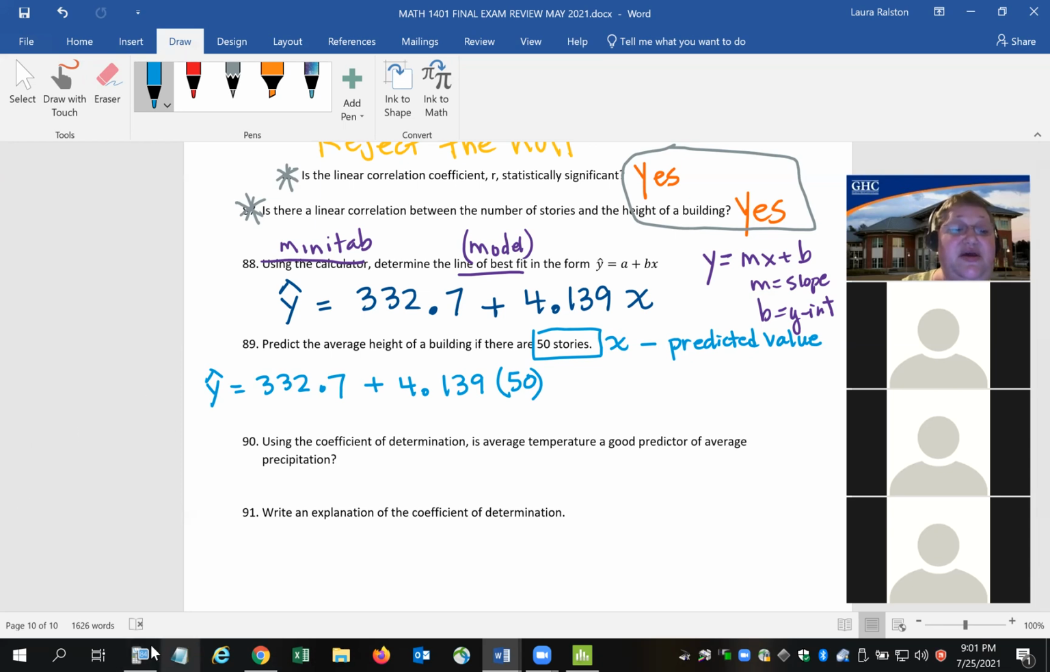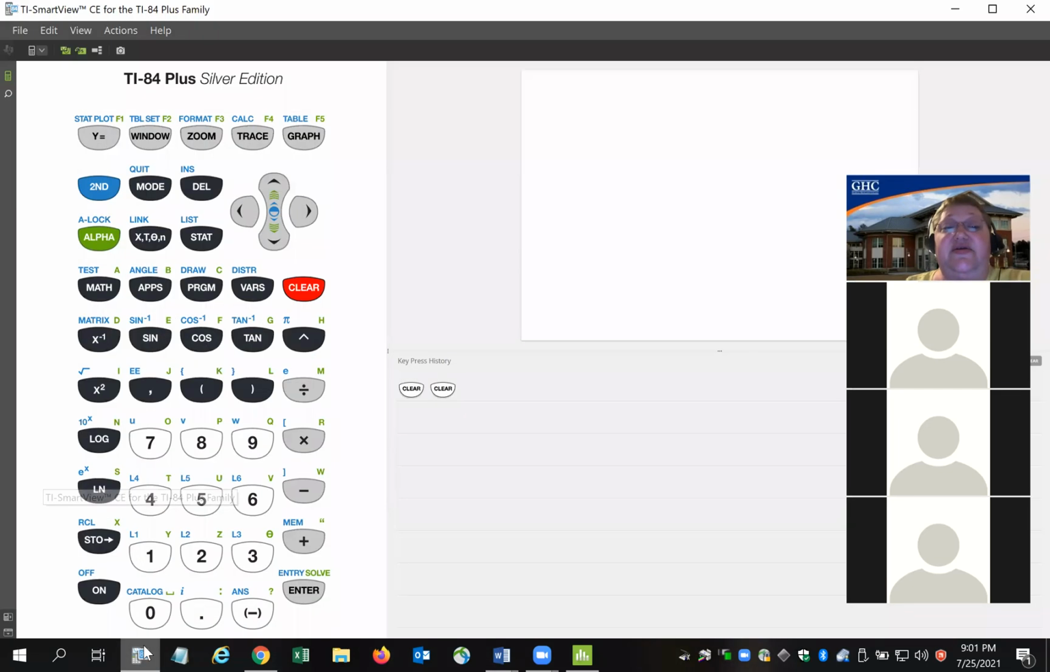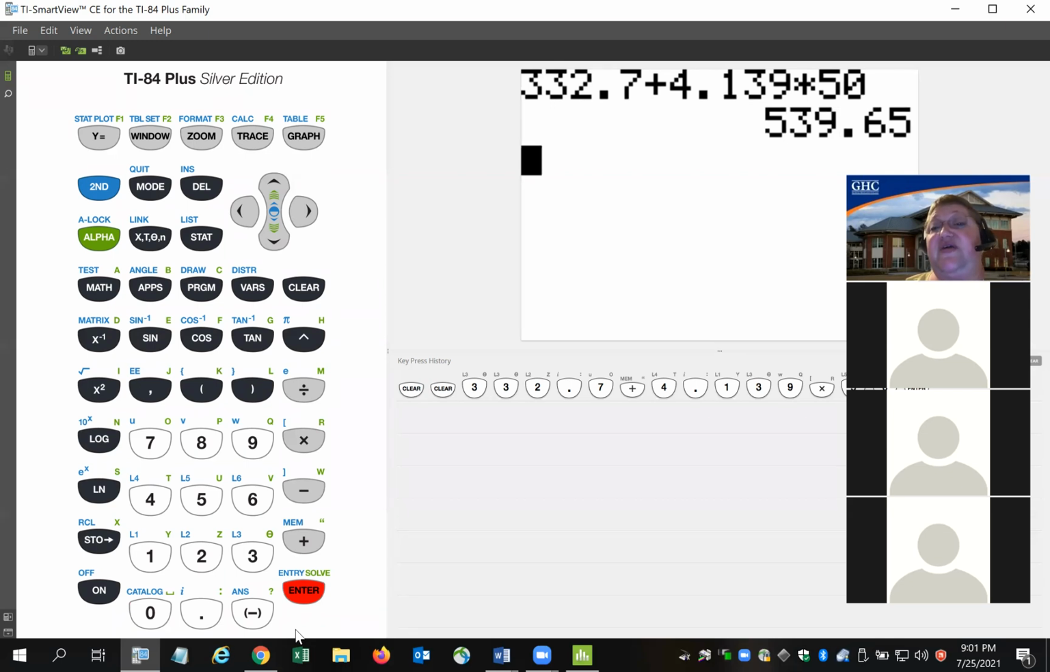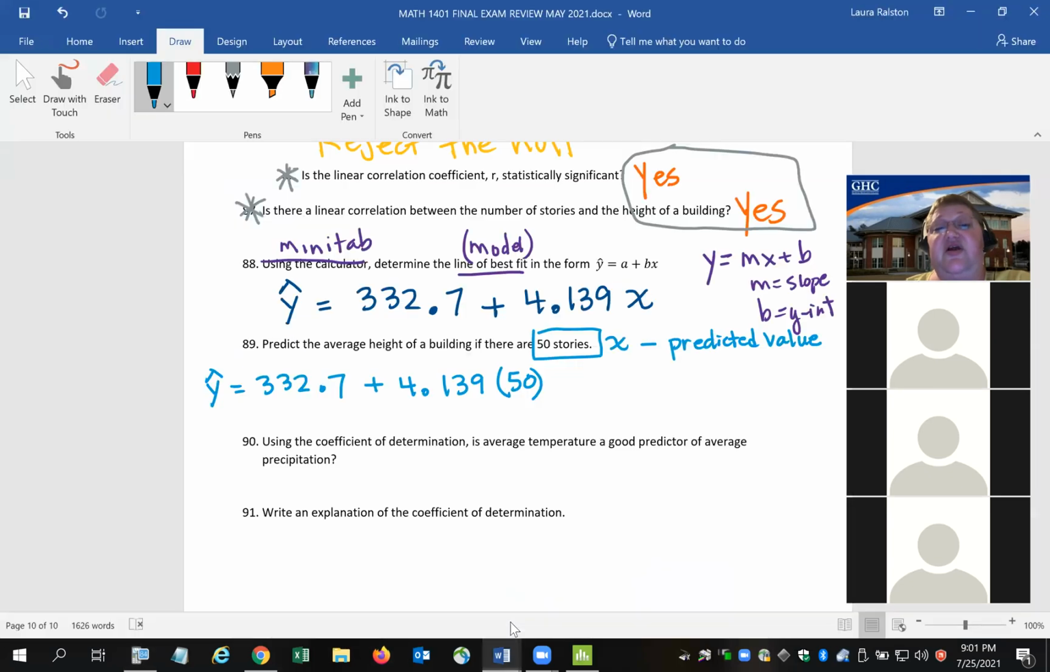And then what I would do is plug it into my calculator. I'm not going to do those calculations by hand. So I would type into my calculator 332.7 plus 4.139 times my value of 50 that was given to me, and enter. And I get 539.65.